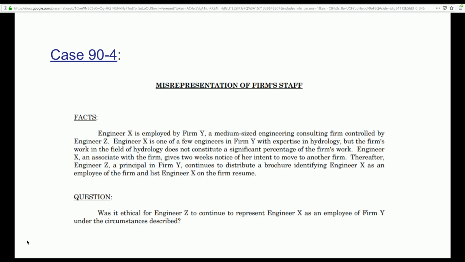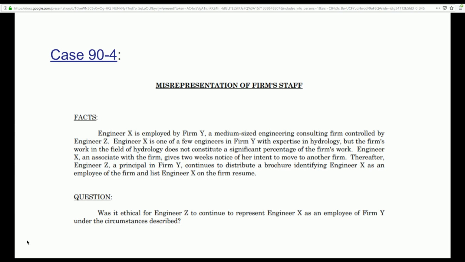Thereafter, Engineer Z, a principal in firm Y, continues to distribute a brochure identifying Engineer X as an employee of the firm and lists Engineer X on the firm's resume. So in other words, Engineer X was part of this firm and then left the firm and gave her 2 weeks' notice. But she's also all over the brochures and literature from the firm describing what the firm can do. Engineer X is one of the only engineers at the firm who can do hydrology, and this literature talks about her ability to do hydrology.